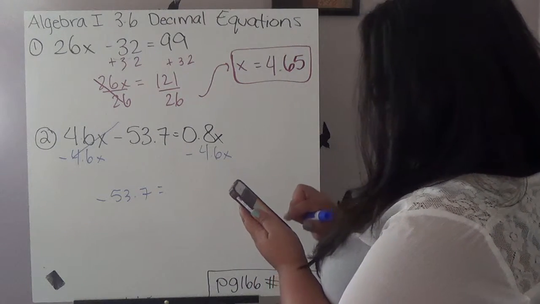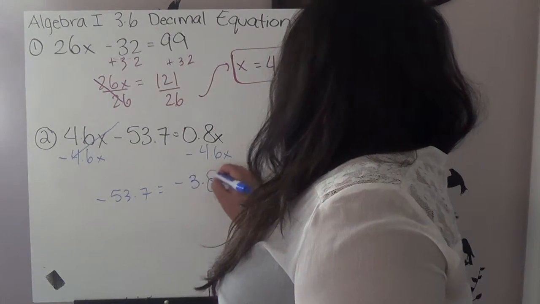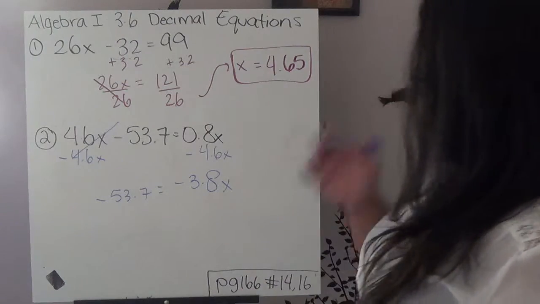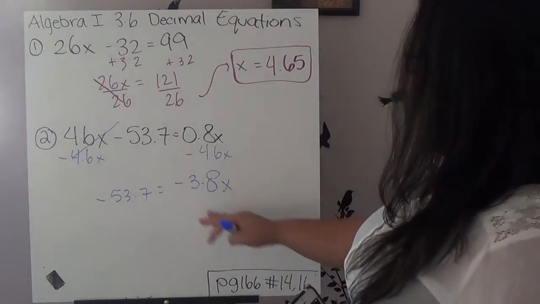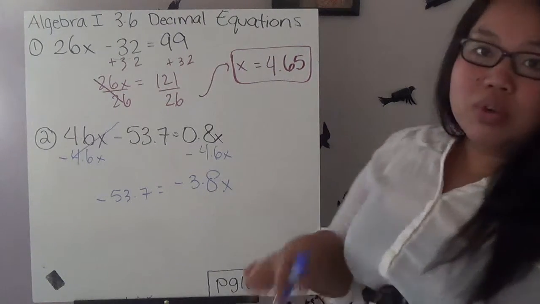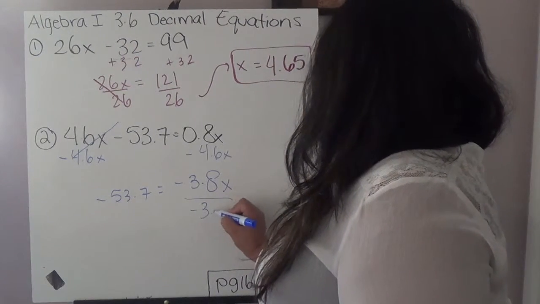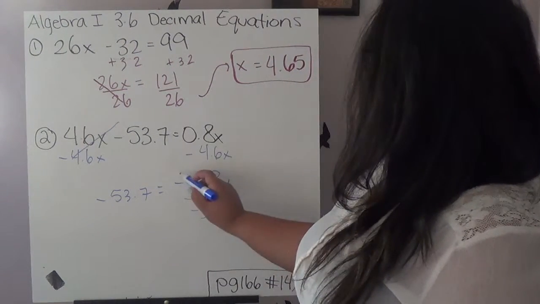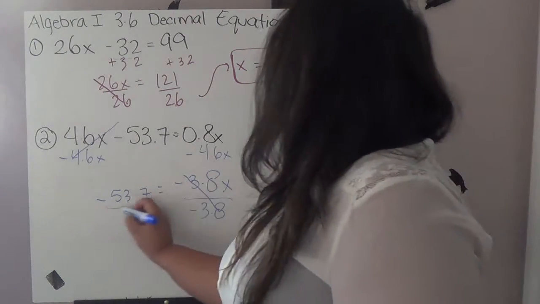minus 4.6 gives us negative 3.8x. And just like regular, in order for me to solve this and take away x's friend, since it's being multiplied, I have to divide. So I'm going to divide by negative 3.8. This cancels out. What I do on one side, I have to do on the other.